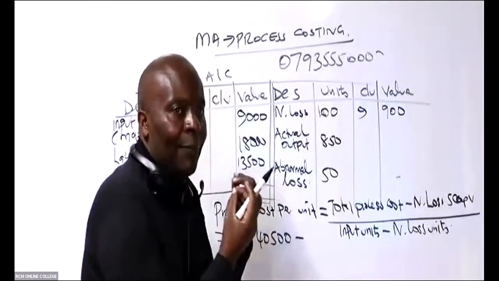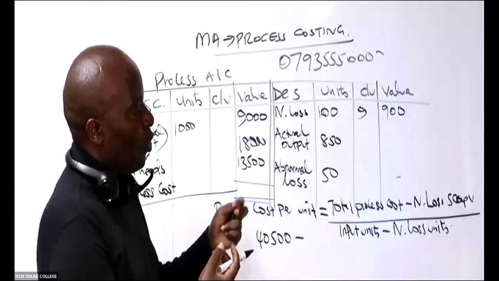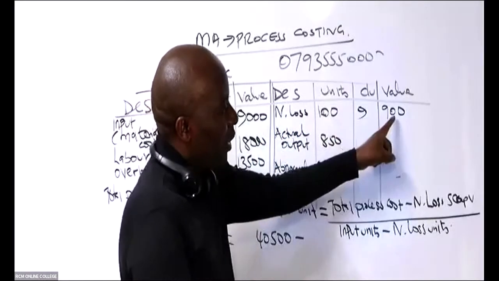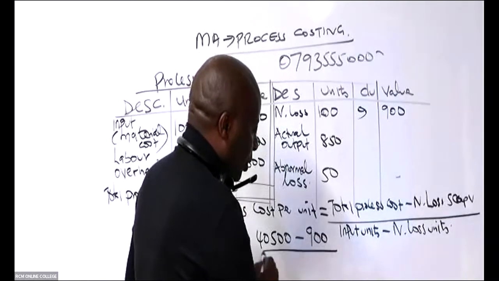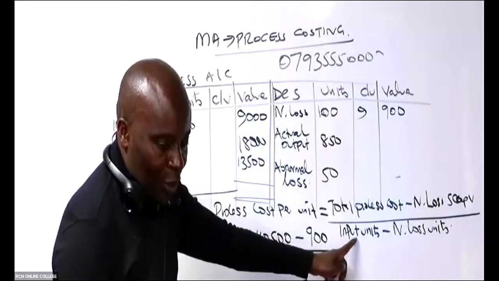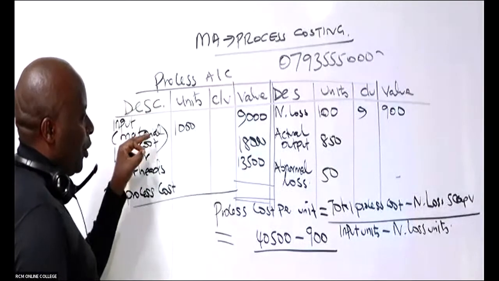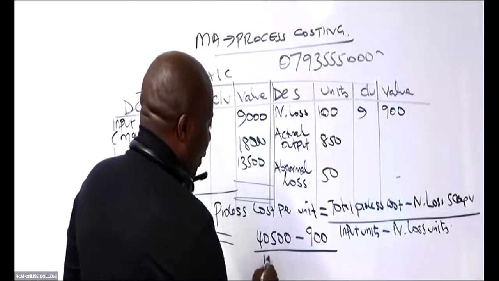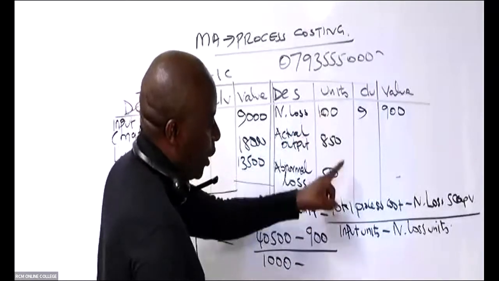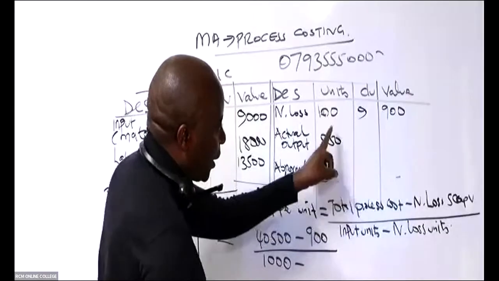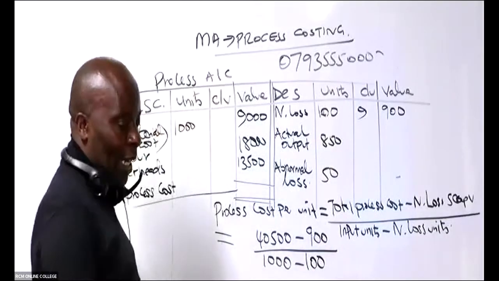4,500 minus the scrap value of the normal loss. Scrap value of the normal loss is here, 900. So minus 900 all over the input units. Input units are these material units. The material units were 1,000 minus the normal loss units. Normal loss units, which are 100.